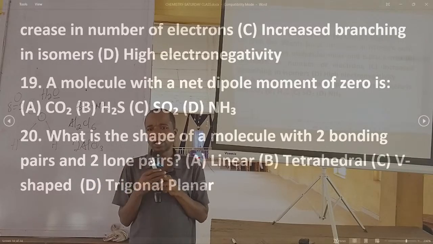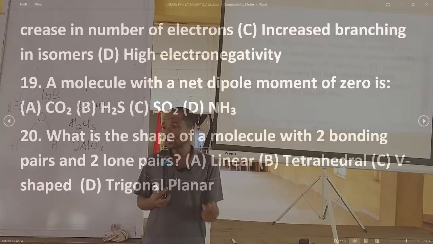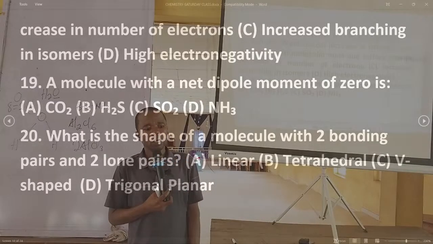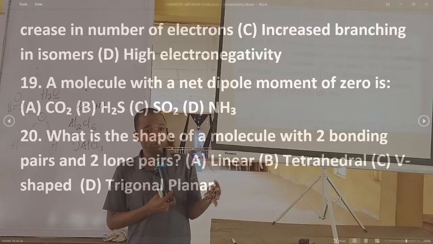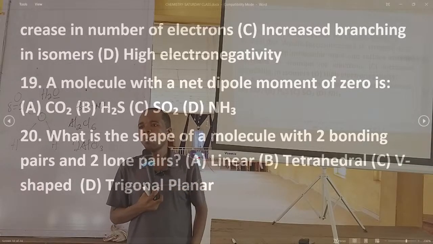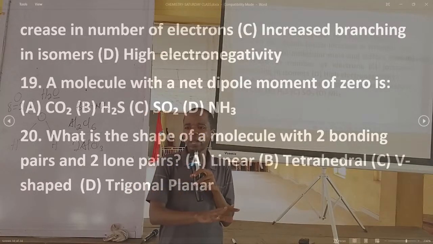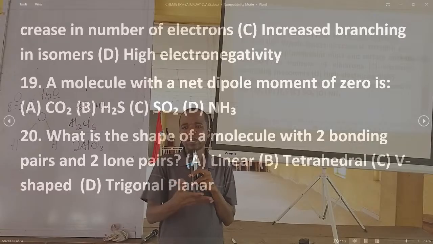Not only that, look at graphite. One of the uses of graphite is as a dry lubricant. Why is graphite a very good dry lubricant? Because the layers can easily slide over one another. And why are the layers easily sliding over one another? It is because of the weak van der Waals forces holding the layers together.